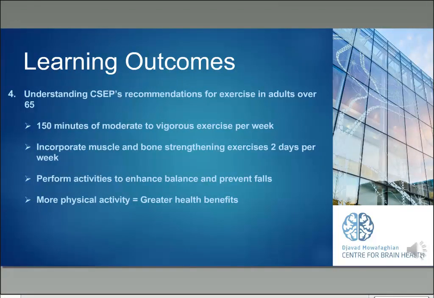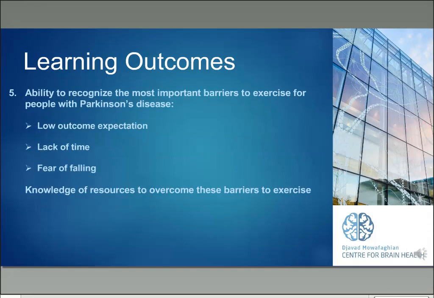Takeaway that CSEP recommends 150 minutes of moderate to vigorous exercise a week, incorporating muscle and bone strengthening exercises 2 days per week, performing activities to enhance balance and prevent falls, and that more physical activity results in greater health benefits. And finally, as we just discussed, the most important barriers to exercise for people with PD include low outcome expectation, lack of time, and fear of falling. We also shared with you some resources and knowledge to overcome these barriers to exercise.